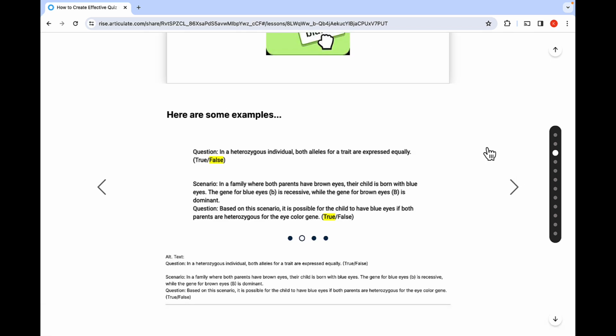Next, we have true-false. There are two examples listed. The first, in a heterozygous individual, both alleles for a trait are expressed equally. This is a straightforward question. The next is a scenario. It gives the scenario and then the question.